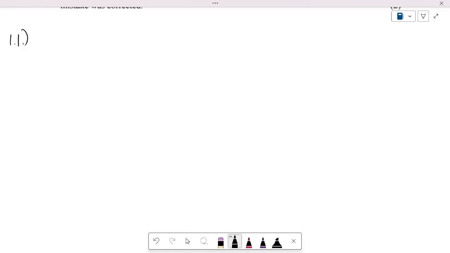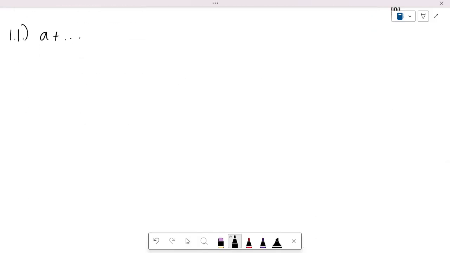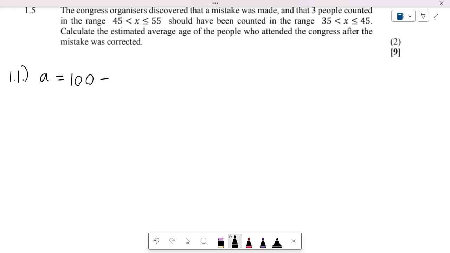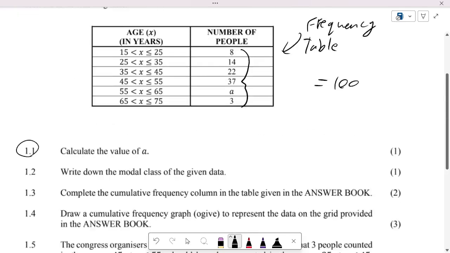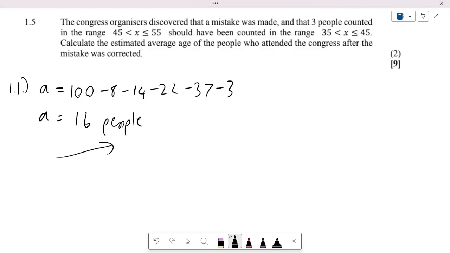We are going to take our A value and make it equal to 100. The reason is that A plus all of the numbers from the second column of our frequency table equals 100. But we can already make A the subject of the formula: we take the total and take all of the numbers over to the other side, so instead of plussing, it's going to be minusing. So A equals 100 minus 8 minus 14 minus 22, minus 37, minus 3. Then you put all of this into the calculator and you get an answer of 16 people. That is our answer for A.